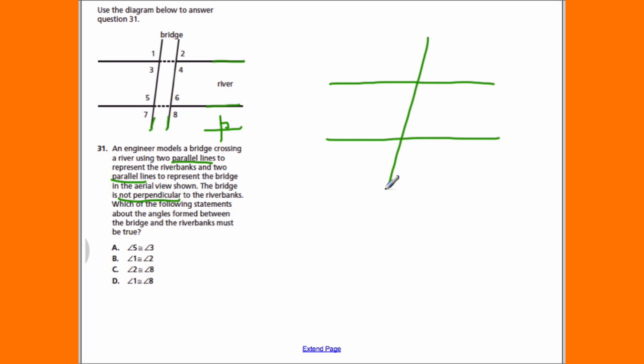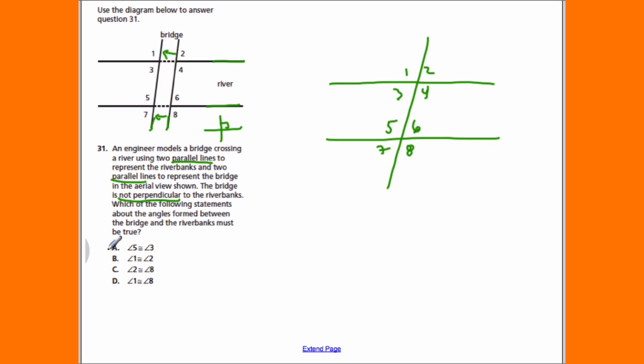cut by a transversal. These two lines for the bridge can just overlap. One just shifts over onto the other, and it's easier maybe to see if I redraw it. 1, 2, 3, 4, 5, 6, 7, 8. And let's go through all the possibilities that they give us. Let's first look at A.